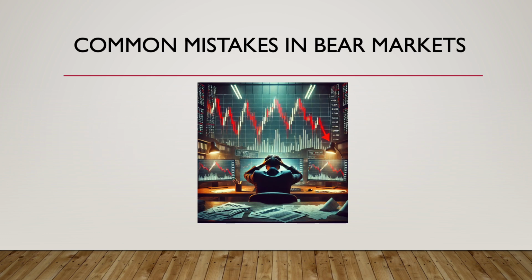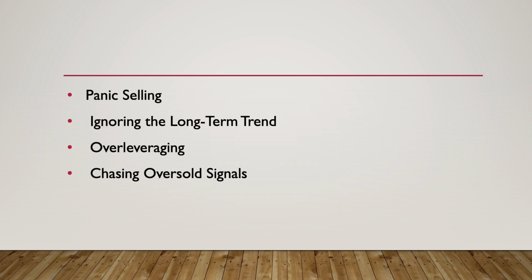Common mistakes in bear markets. Panic selling, ignoring long-term trend, over-leveraging, chasing oversold signals. Emotional decisions like panic selling can lock in losses unnecessarily. Losing sight of the bigger picture, such as long-term trends, can lead to poor timing. Over-leveraging amplifies risk. Always manage your position sizes carefully. Oversold signals might tempt quick entries, but without confirmation, they can lead to false starts.